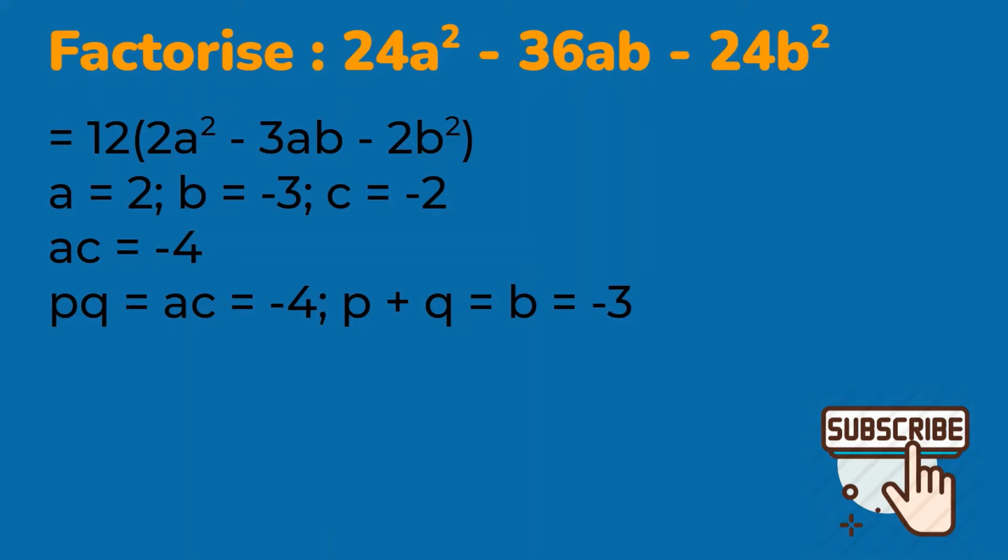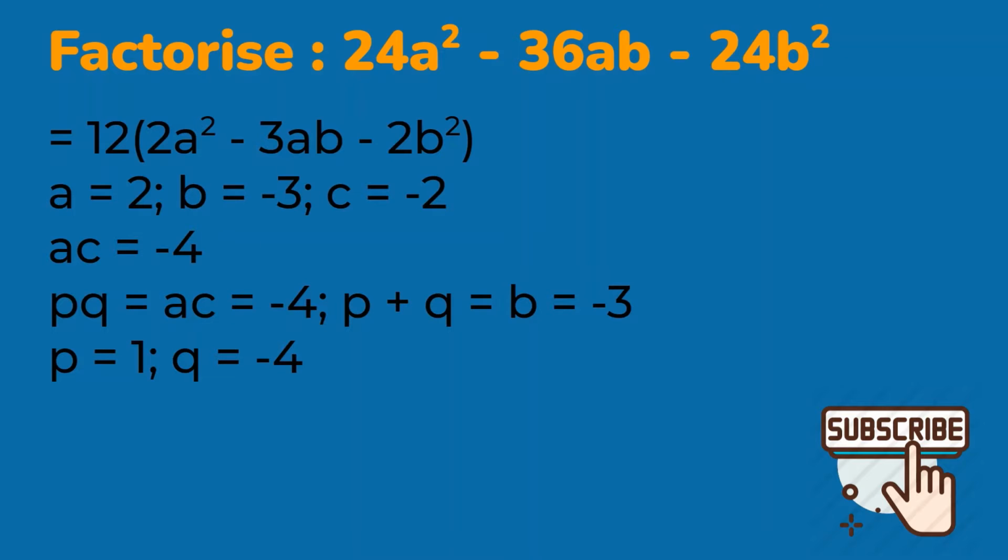So we need to find a pair of numbers where one of them is positive, the other is negative, and the negative integer is greater in magnitude than the positive one. So it can be 1 and minus 4, and that's it, because 2 and minus 2 will not fit here since they are equal in magnitude. So we can write p is equal to 1 and q is equal to minus 4.